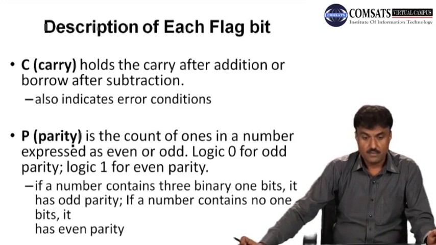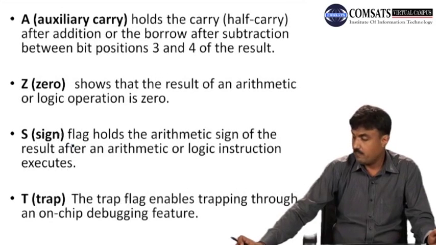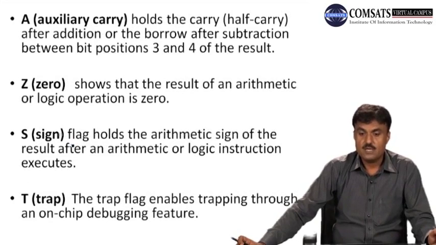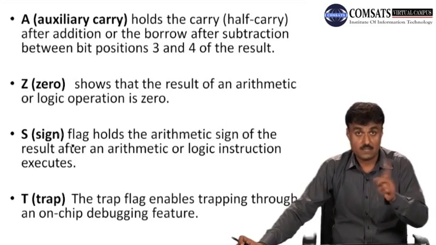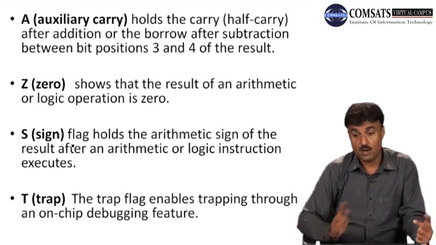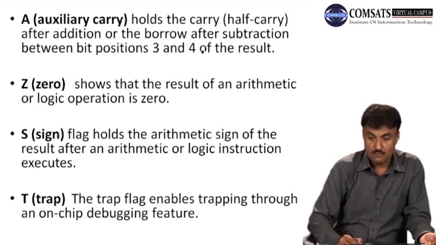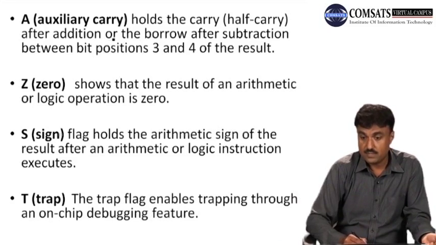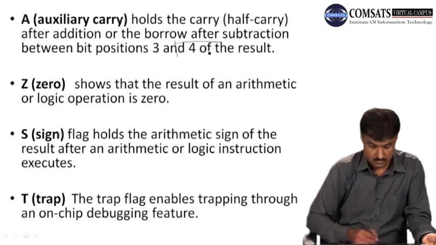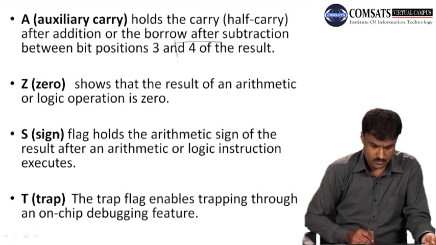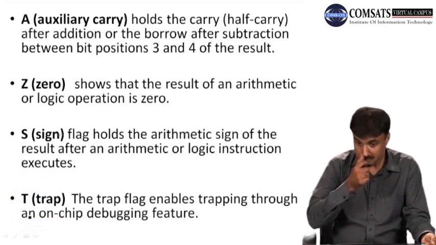So after the carry and the parity flag, there is the auxiliary carry. This auxiliary carry holds the carry if there was a carry in the operation addition, or borrow in the subtraction, in the half of the results. I will show you. I will draw this one here.